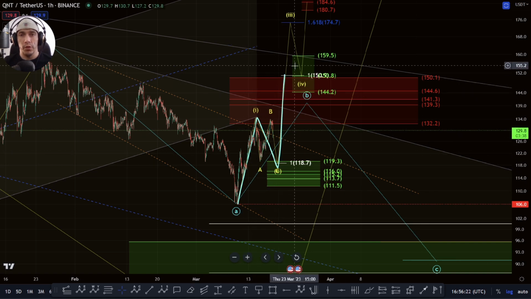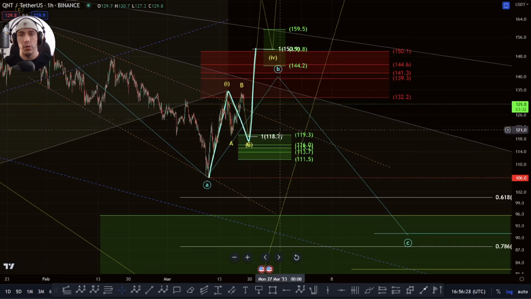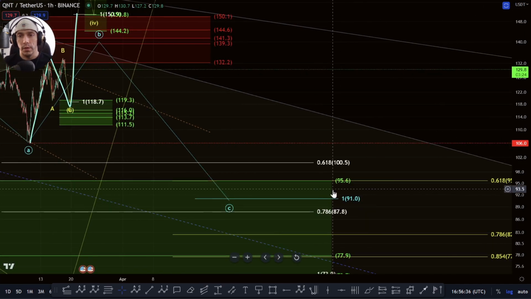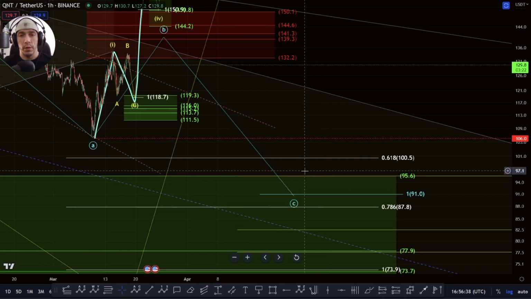If we do actually look to push up towards this area, we could actually face that rejection and then look to push down lower for that C wave. If we do push up higher here, potentially would change that one-to-one target area and could actually bring it rather towards this zone of this 95.6 because there is a bit of confluence there.